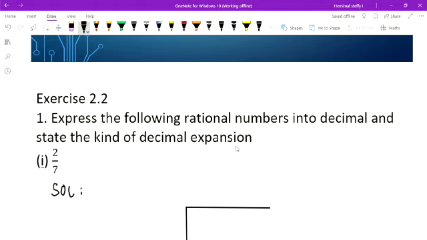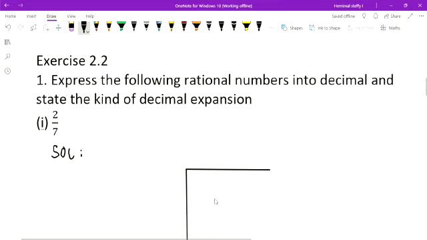Non-terminating means we cannot find the finite number. Non-terminating and recurring means we cannot have the finite number, and the numbers are continuously repeated again and again. That is called non-terminating and recurring. So, okay, let us go to the first sum.